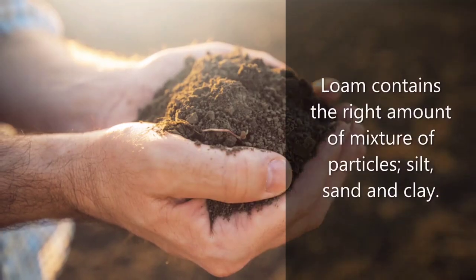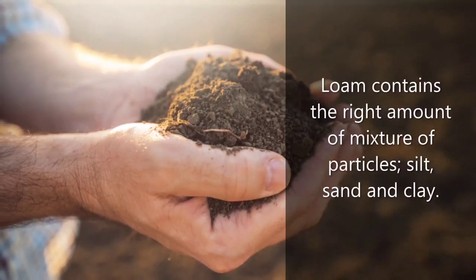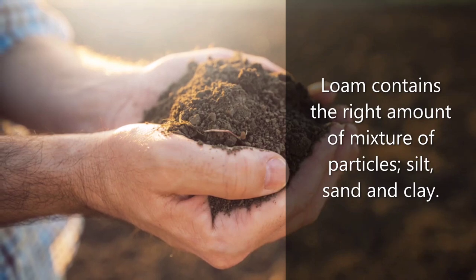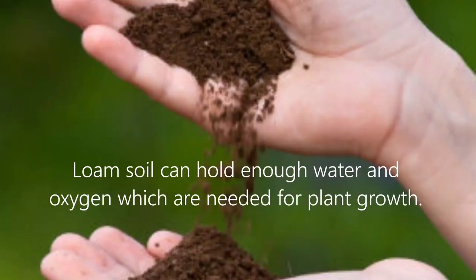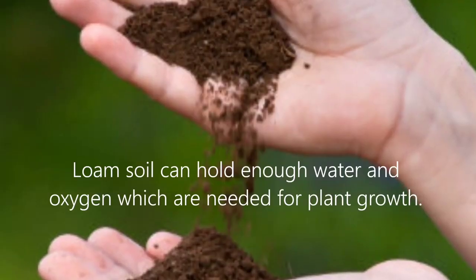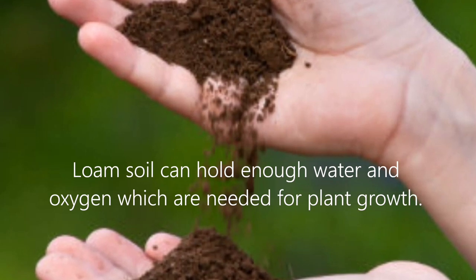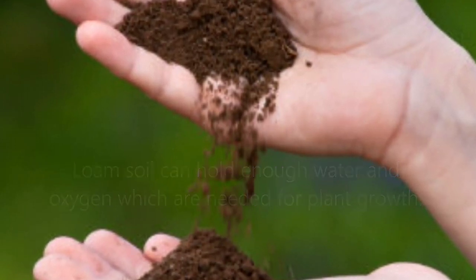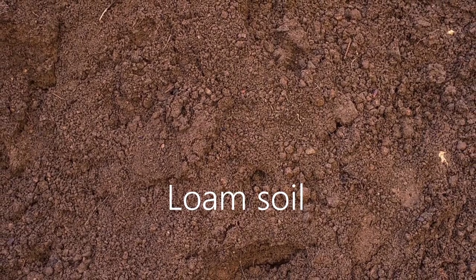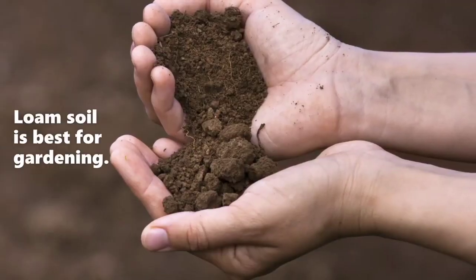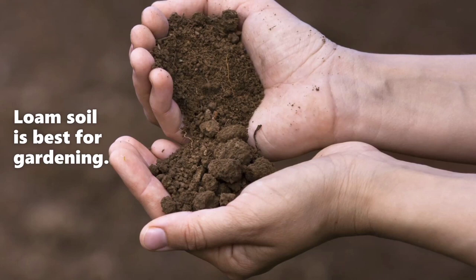Next, we have loam soil. Loam contains the right amount of mixture of particles: silt, sand, and clay. Loam soil can hold enough water and oxygen which are needed for plant growth. Loam soil is best for gardening.